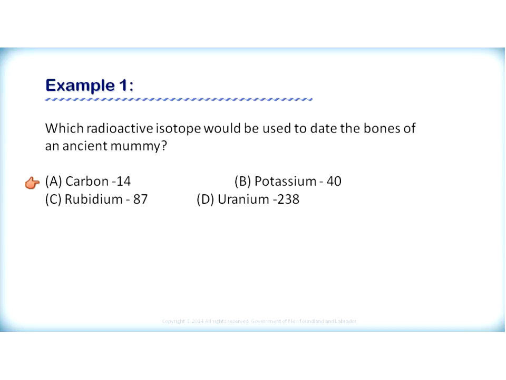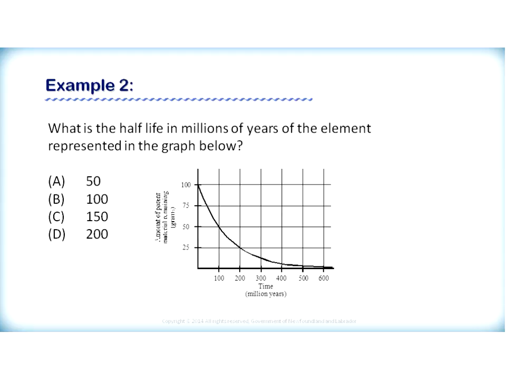Seeing that it's relatively young, we would need a half-life that is relatively short, and carbon-14 has a half-life of 5,730 years, and it's also used to date once living things. So carbon-14 would be the most appropriate radioactive dating method to date an ancient mummy. Example number 2.